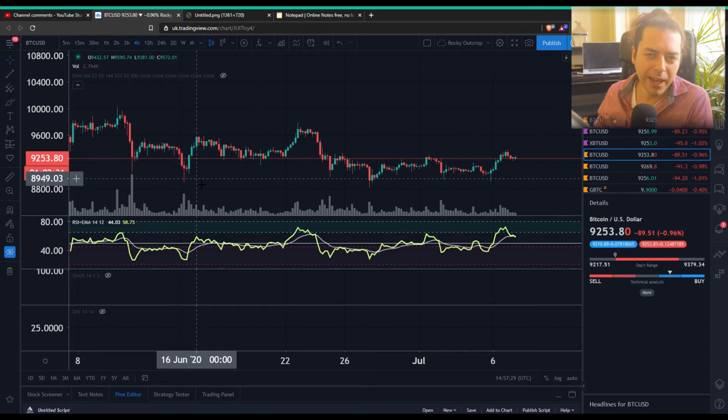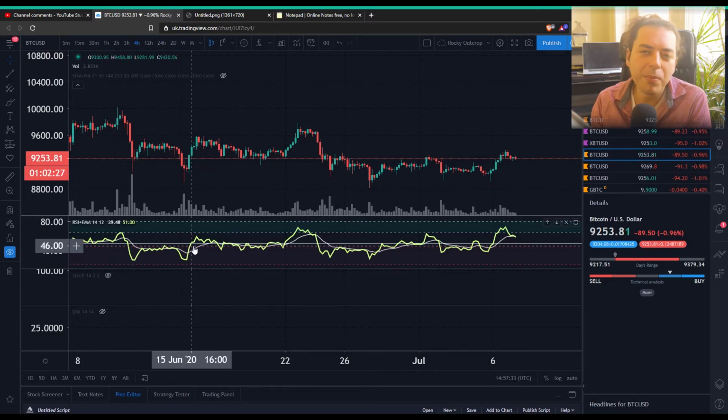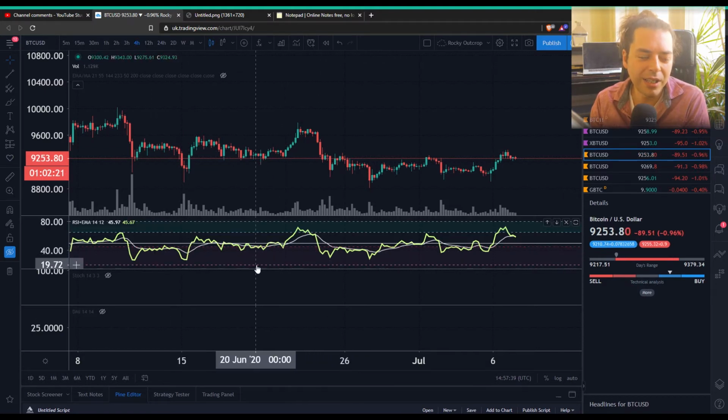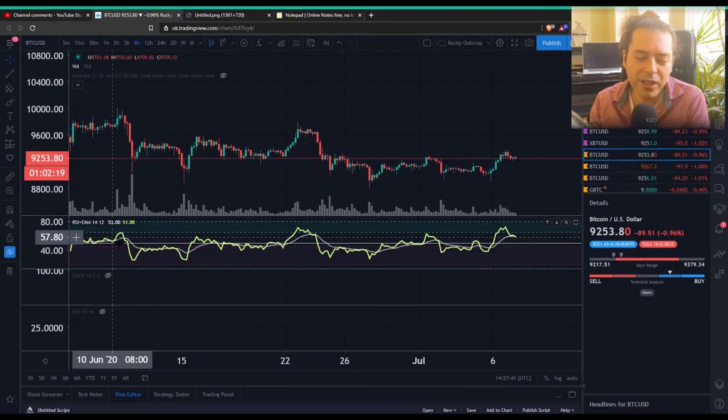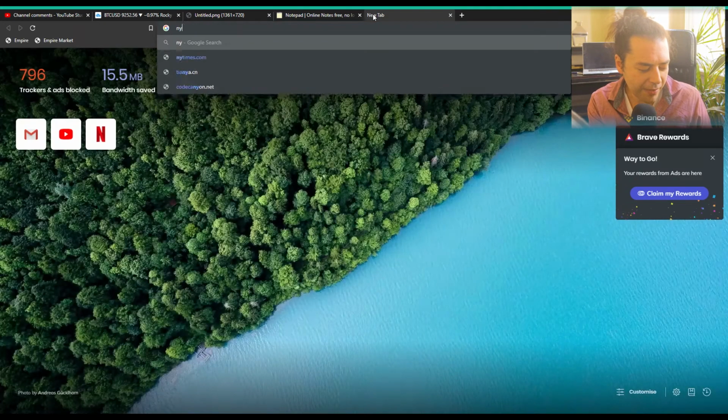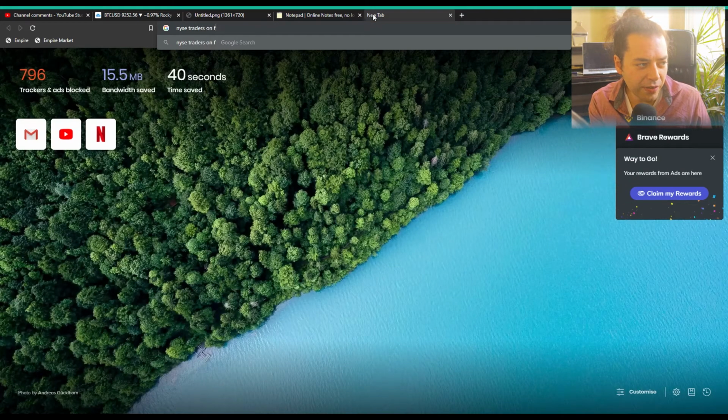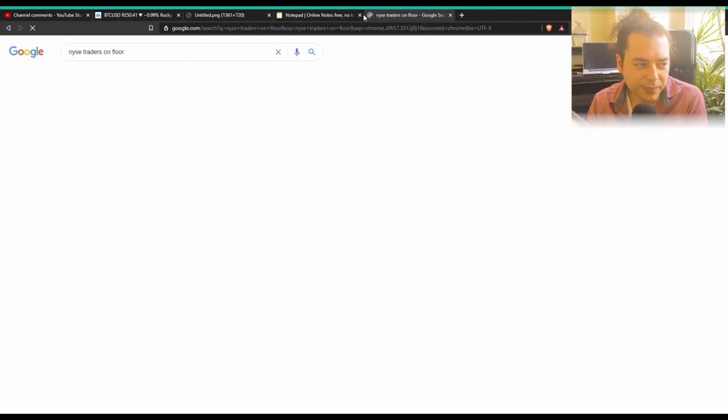What's the psychology behind that as well? So if we can think of this line as being, instead of a line about momentum or the RSI or the calculation behind it, for the purposes of understanding the psychology here, let's think about this line as being a measure of the volume of all the people on the stock floor. You know those pictures of the NYSE where they're all trading in their jackets? Let's just get a picture up. NYSE traders on floor, right?